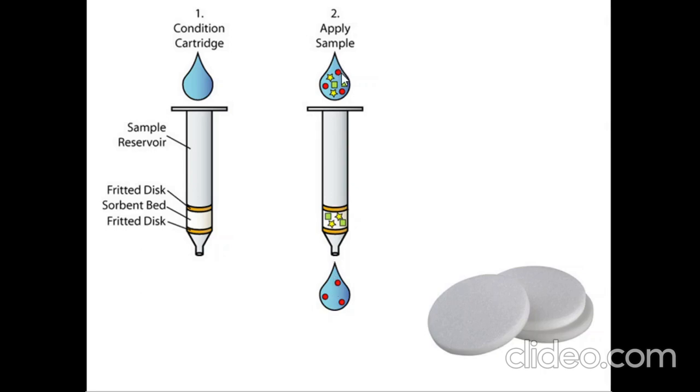So as the sample is passed through these cartridges, what is happening here? This is the most important component of the cartridge, because you have the sorbent bed. This is where exactly the separation is happening. You have two approaches here. Number one, bind and elution. Number two, removal or trapping.